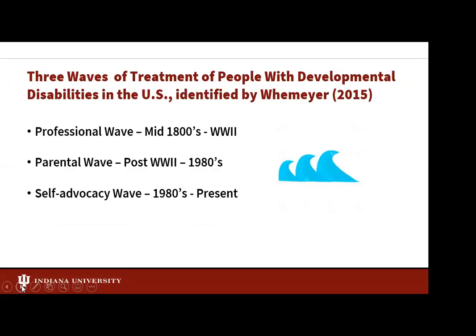So I'm going to be talking about common pitfalls. And the way I'm going to frame that is through describing to you the 3 waves of treatment of people with disabilities in the United States. I read about this framework from Michael Waymire. So the first wave is called the professional wave, and these dates are very general, so they're not hard and fast, but they're waves, they're trends. The professional wave was roughly mid-1800s through World War II. Then the parental wave, post-World War II through the 1980s, and then the self-advocacy wave, the 1980s through our current time.